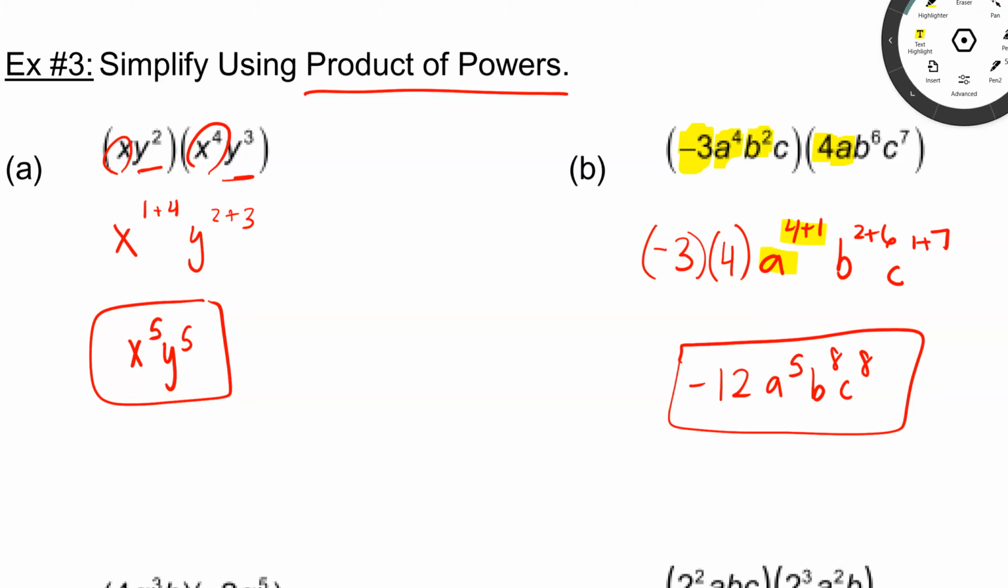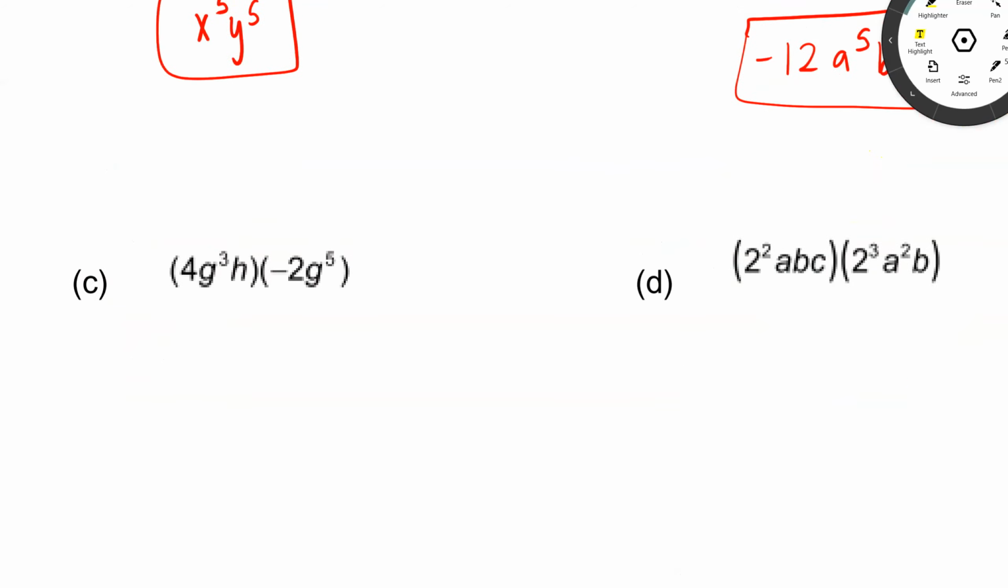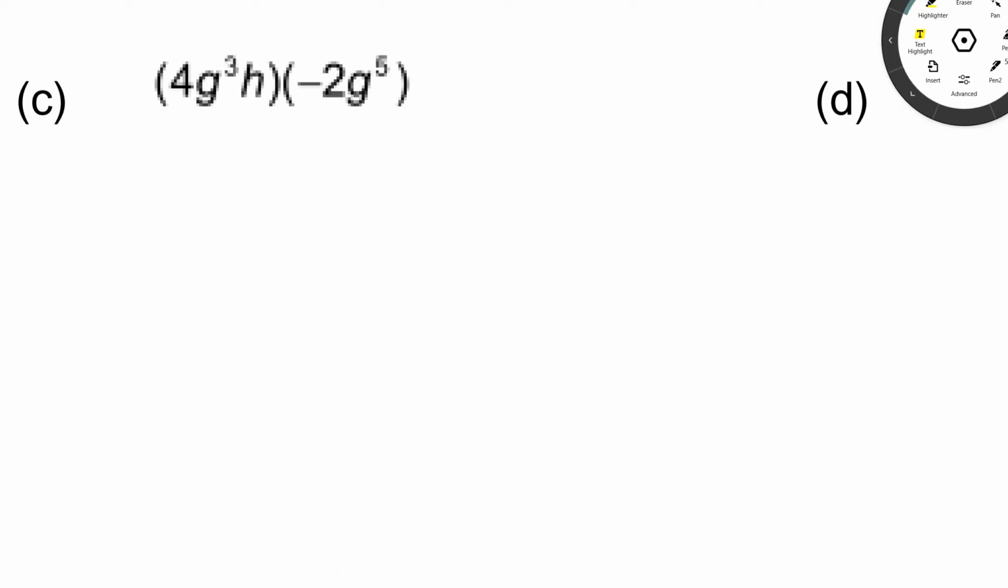Then you look at your b squared times b to the 6. Well, you just add it, b to the 2 plus 6, which is 8. Then you look at your c. Well, no exponent, you assume it's 1, times c to the 7. So you just add your exponents and you get c to the 8. Okay, try out c by yourself. I'm going to go through it on the board.